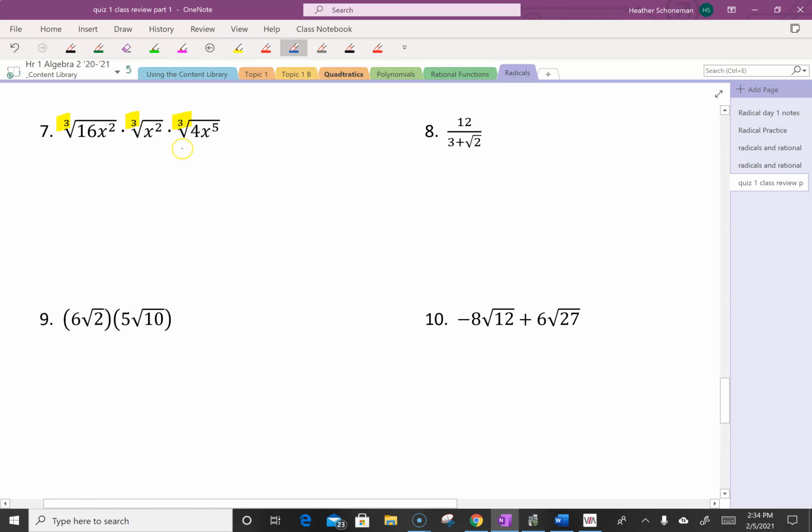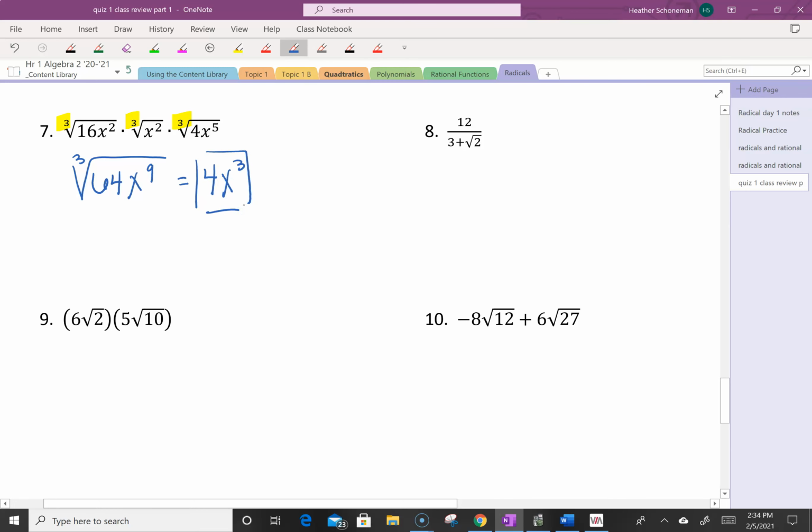Okay, number 7, because these all have the same root, then I can multiply them together. So 16 times 4 gives me 64, and with the x's, I add the exponents. 2 plus 2 is 4, plus another 5 would be 9. The cube root of 64 is 4. If you're thinking 8, that's the square root. The cube root is 4. And then with the x's, there's 3 groups of 3 in 9, so it's x cubed.